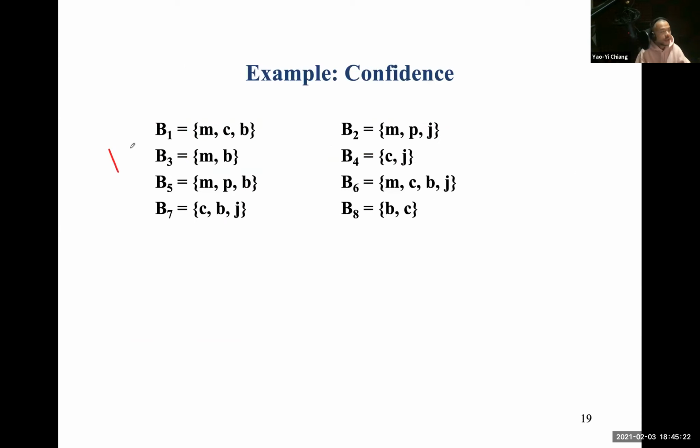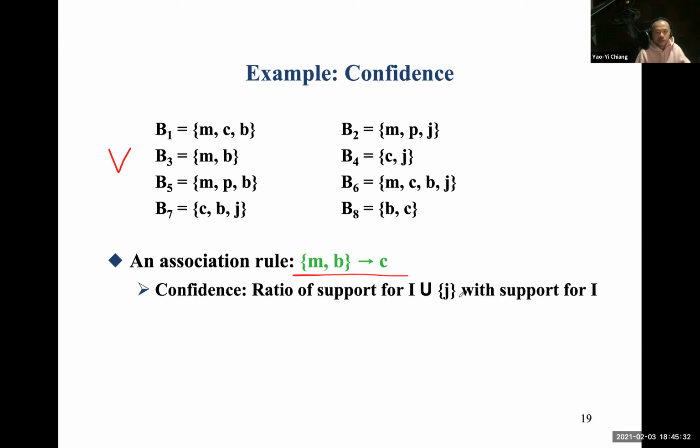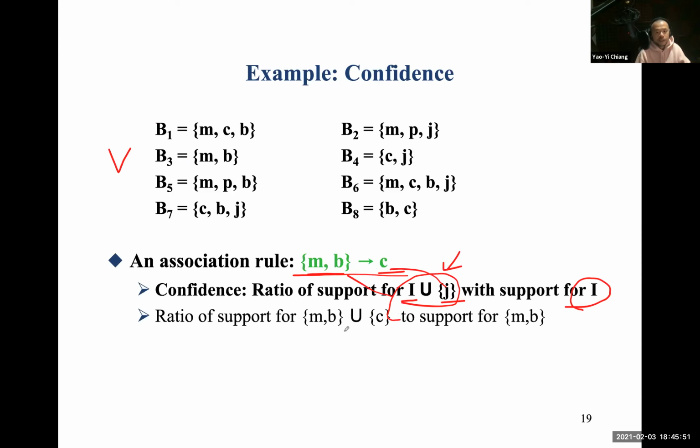Again, our old friend, 8 baskets. You have an association rule like this, assuming you identify an association rule. The confidence is the ratio of this and this. What is this now? So I union J would be M, B and C, right? This is I, this is J. So the support of MBC, you divide it by the support of MB. You will be able to generate the confidence.